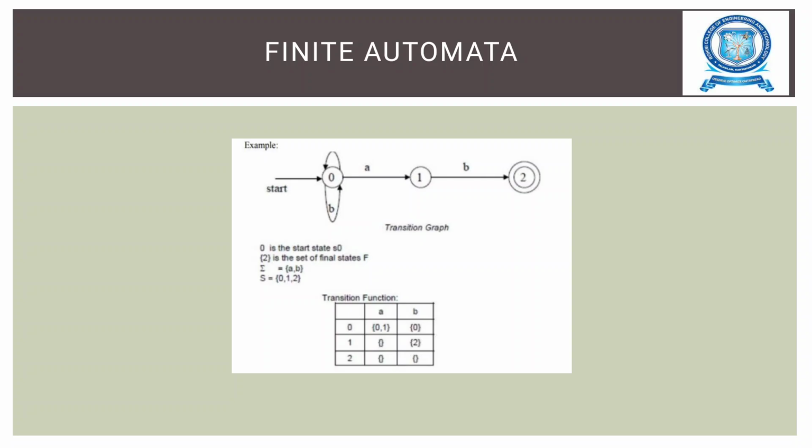Here consider one example: a finite automata diagram and its transition table. Consider the starting state is 0, and it has inputs A and B. In state 0, if the input is A, it can move to state 1 and state 0. So it is an NFA, it is not a DFA.